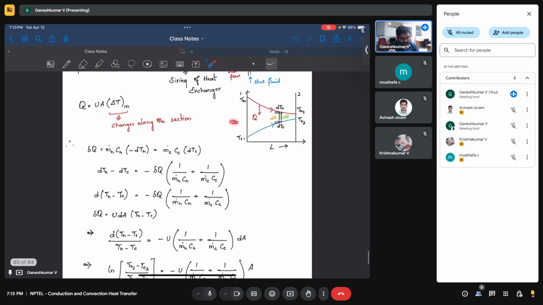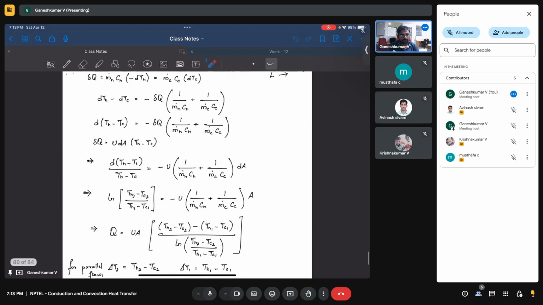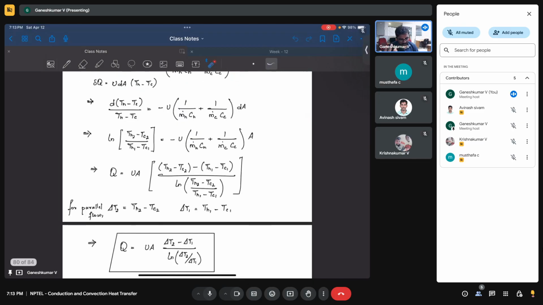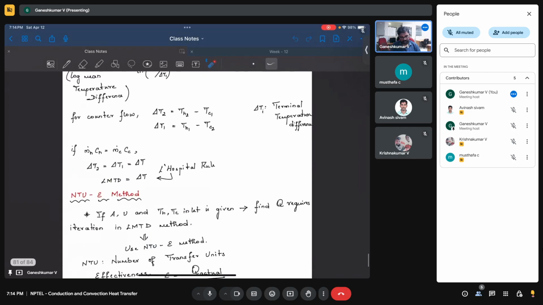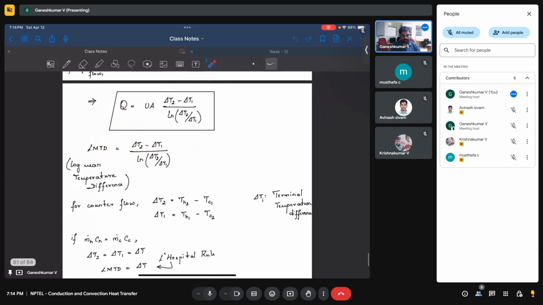So along this, the temperature profile is varying, but even if it is varying, if you use this as your temperature difference, then you will be able to get an accurate solution. Okay, so this is called log mean temperature difference, or LMTD. Kind of like a mean temperature difference. And similarly you can do it for counterflow, but the solution is not going to change. It's just the terminal temperature difference. Based on terminal temperature difference, you can express your heat transfer rate, and from here you can find area basically.